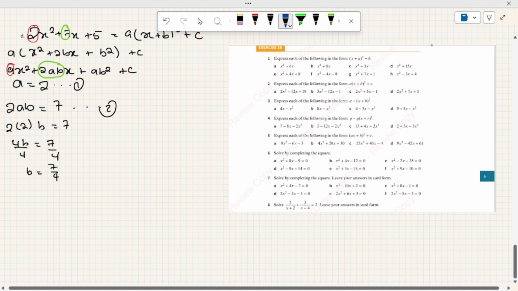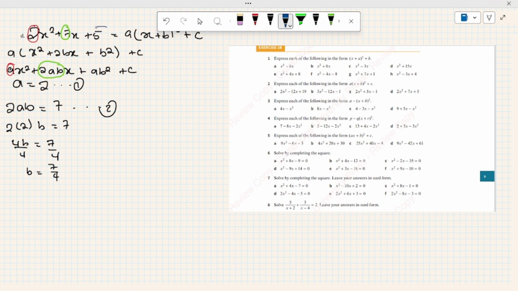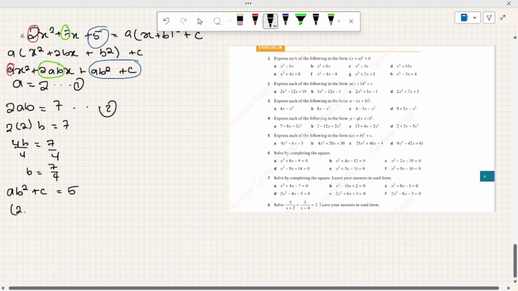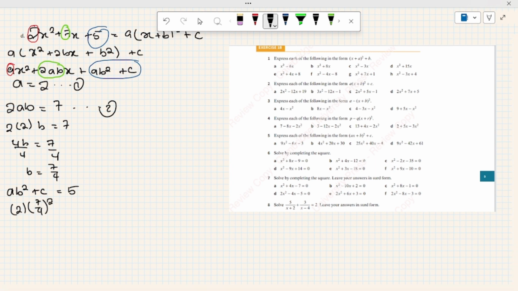And then we're going to look at the constant, which is 5. This is the whole constant that you're going to consider, which is ab squared plus c is equal to 5. So now we got our value of a is 2, and our value of b is 7 over 4. Now we're going to square the whole thing, 7 over 4, and then plus c is equal to 5.